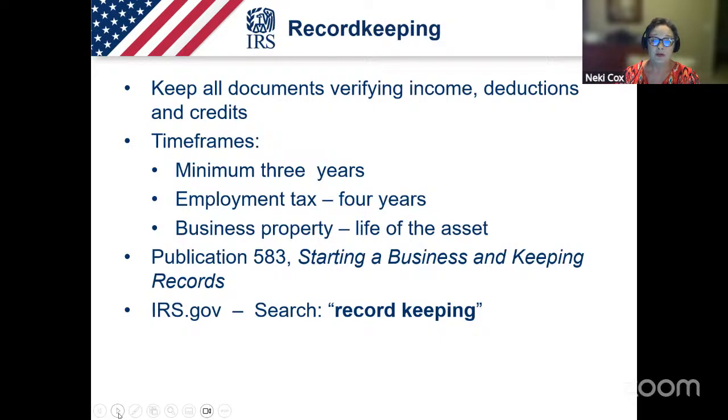There are special record keeping rules if the records are connected to a property. Generally, these records need to be kept until the period of limitation expires for the year in which you dispose of the property. You have to keep these records to figure any depreciation, amortization, or depletion deduction, and to figure the gain or loss when you sell or otherwise dispose of the property.